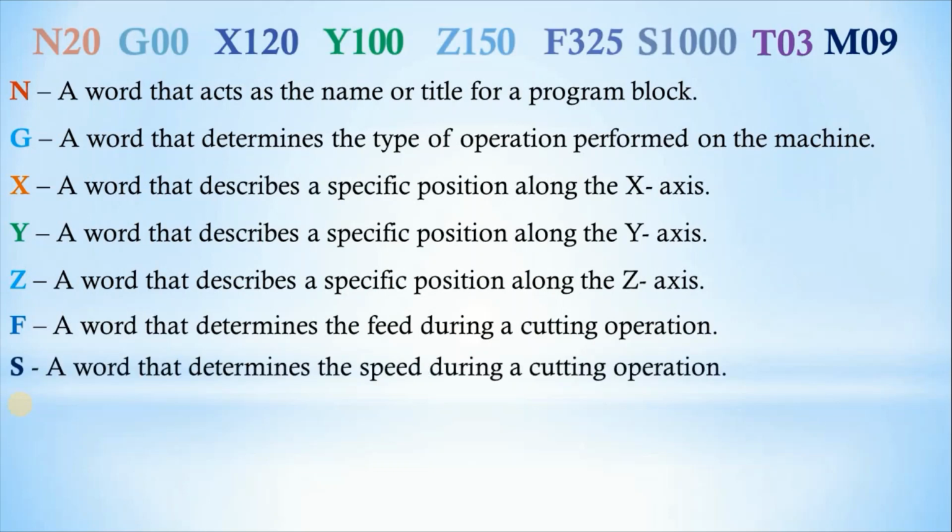Yes, a word that determines the speed during the cutting operation, the spindle speed, how fast the tool or spindle rotates, is defined by this S word. The number followed by this S word is the RPM given to the spindle.